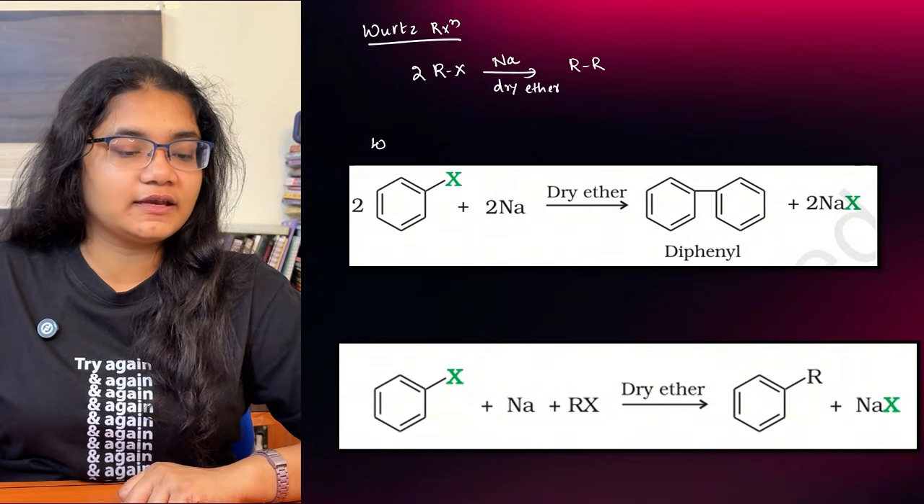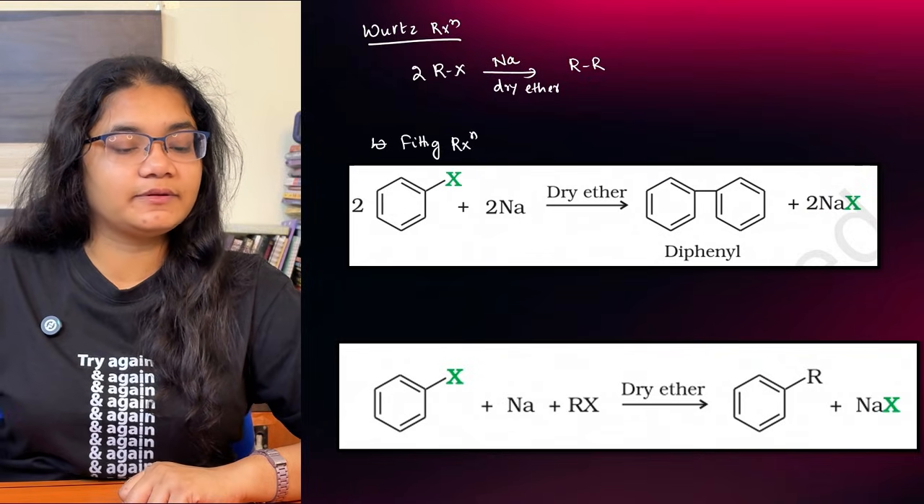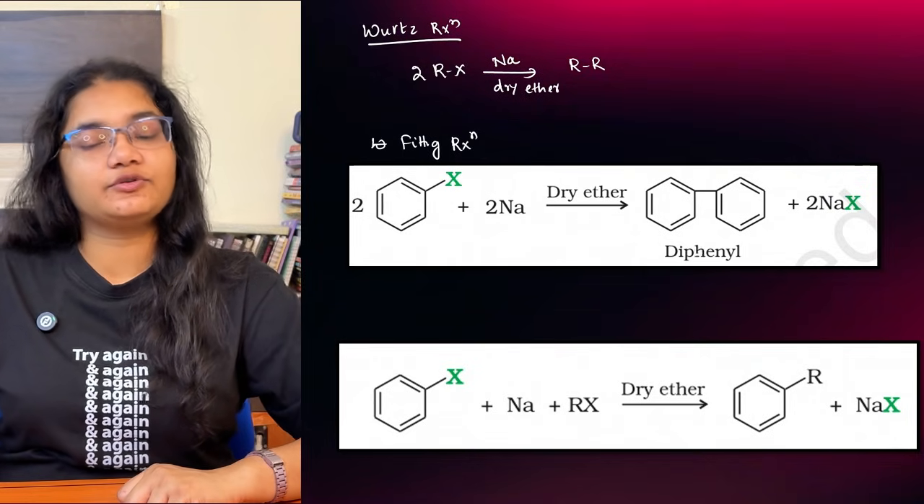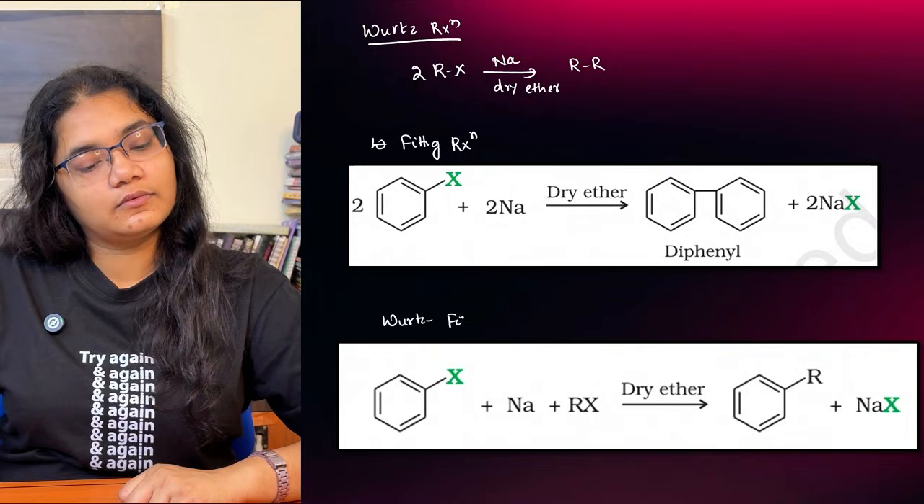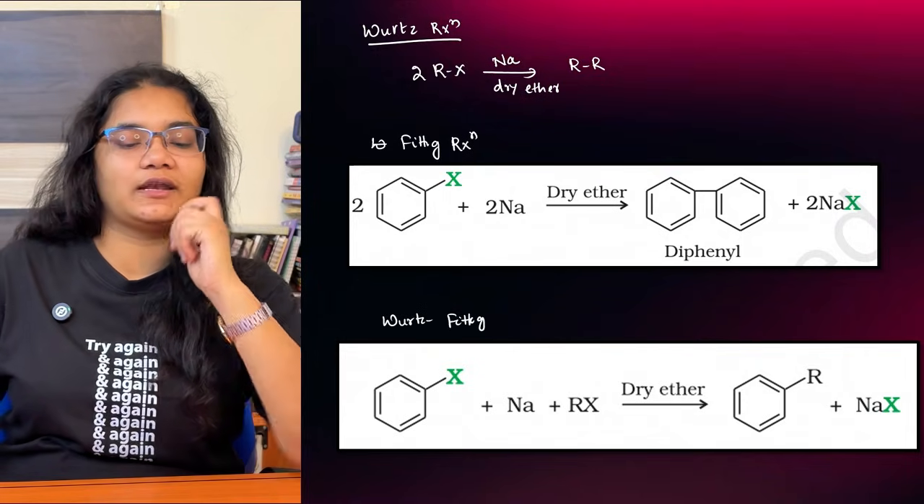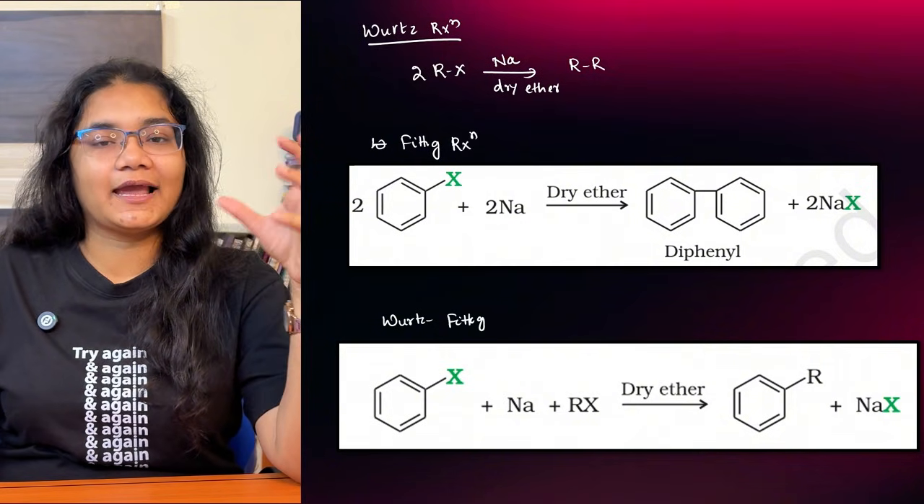Next, second one is Fittig reaction. Okay, in Fittig reaction, what happens? Benzene X plus Na gives you diphenyl. Next one is your Wurtz-Fittig reaction. In Wurtz-Fittig reaction, what happens? One RX and one ArX react to give you an alkyl benzene.